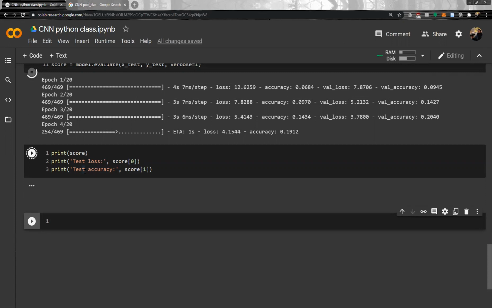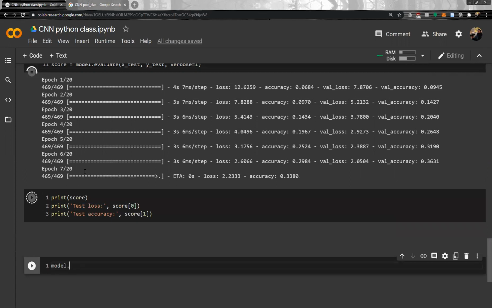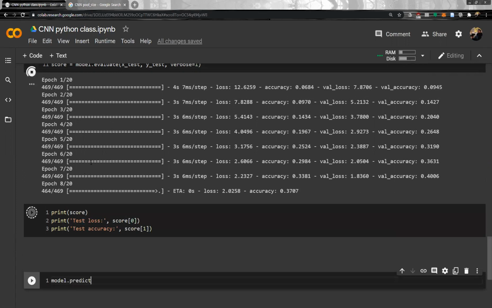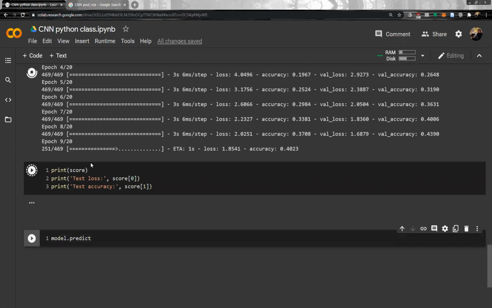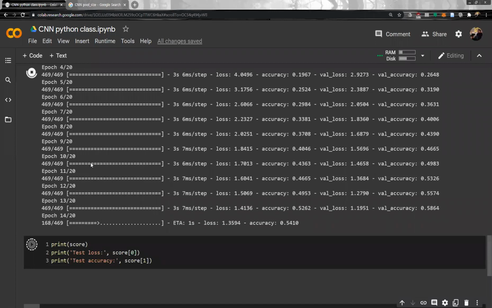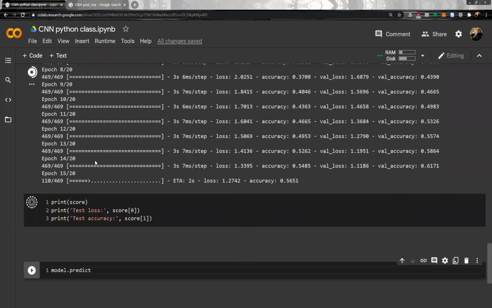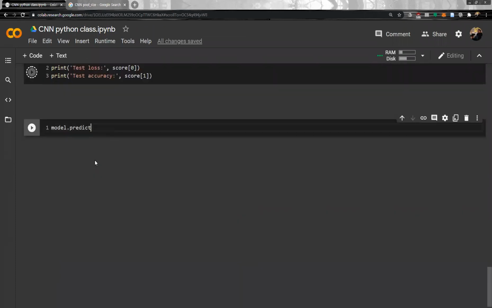Okay, so model predict. Model predict, and then if we put the test set, X test. Model predict, X test, and then 2, right?